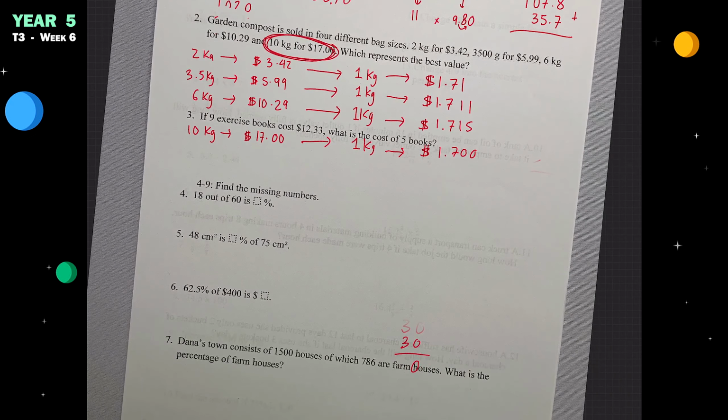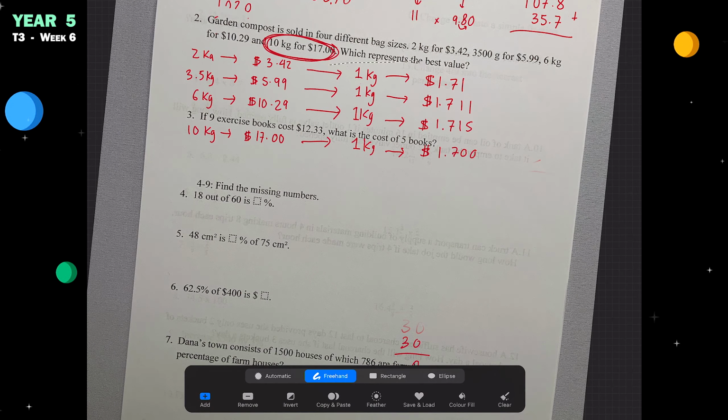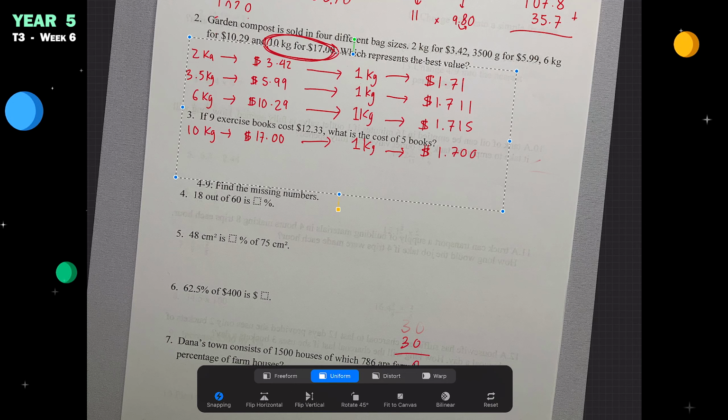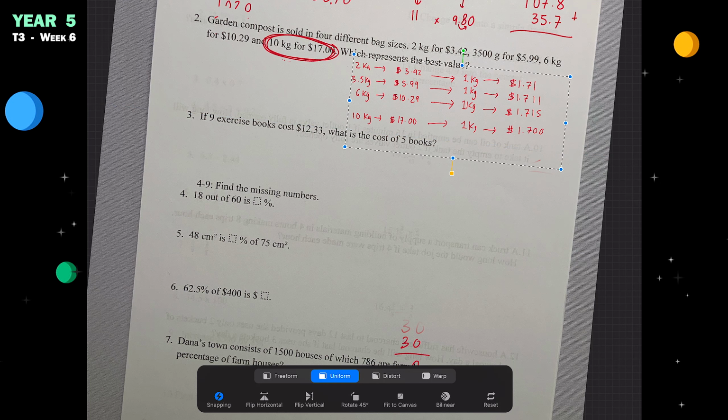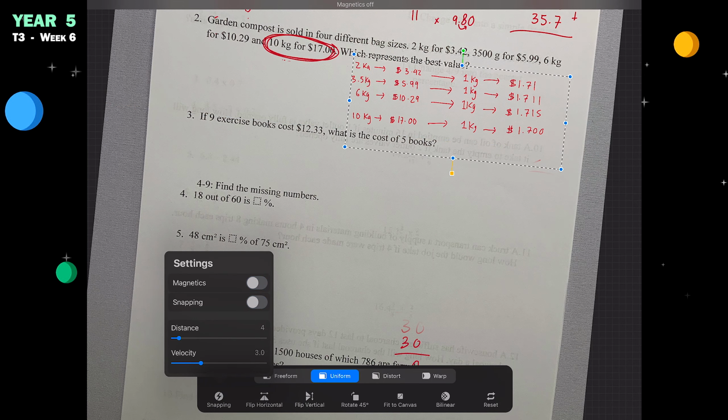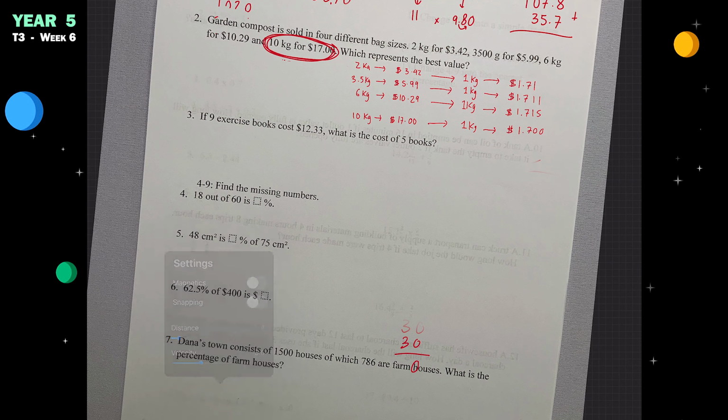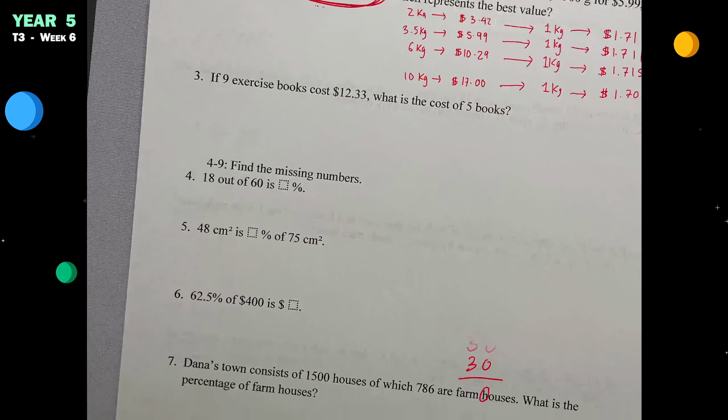Okay. All right. I'm going to, let's shrink this. There. Okay. Move on to the next question.